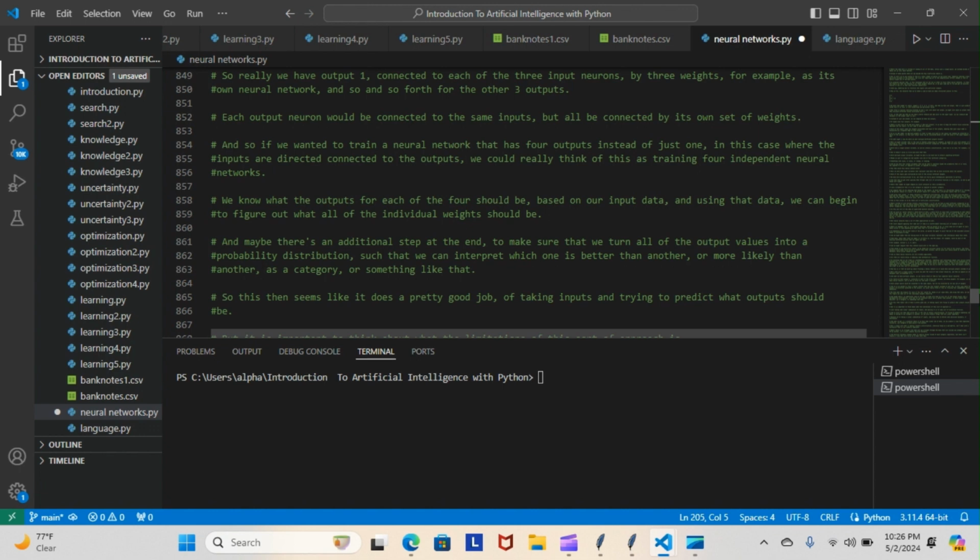Now we know what the outputs for each of the four should be based on our input data, and using that data, we can begin to figure out what all of the individual weights should be. And maybe there's an additional step at the end to make sure that we turn all of the output values into a probability distribution such that we can interpret which one is better than the other or more likely than another as a category or something like that. So this then seems like it does a pretty good job of taking inputs and trying to predict what the output should be.